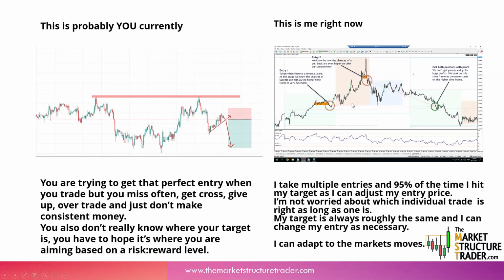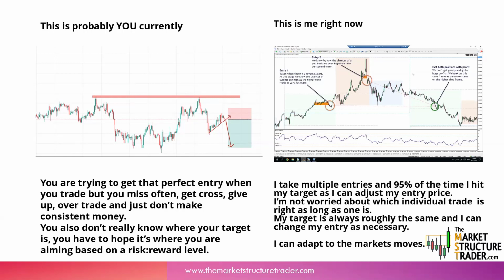This is how I trade, obviously. So I take multiple entries, and 95% of the time I hit my target, as I can adjust my entry price, because if my first entry is wrong, I can take another entry which adjusts my entry. And that's what we're going to look at when we look at how to position trade in more detail. So I'm not worried about which individual trade is going to be right, as long as one of them is.